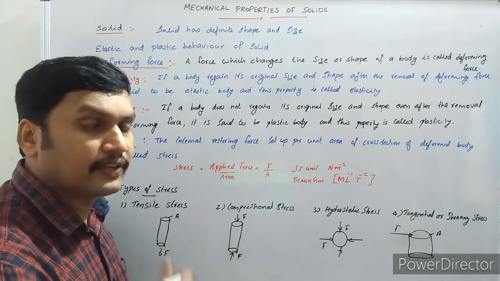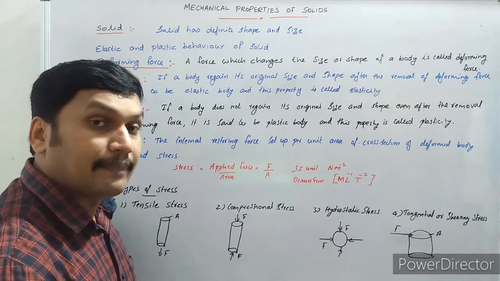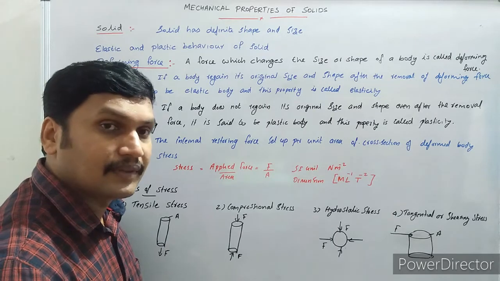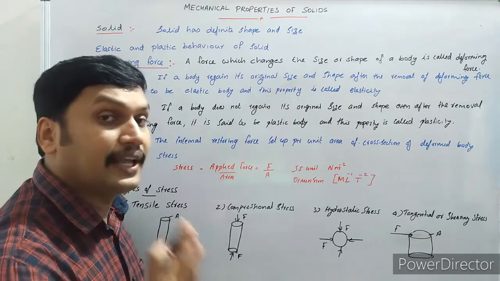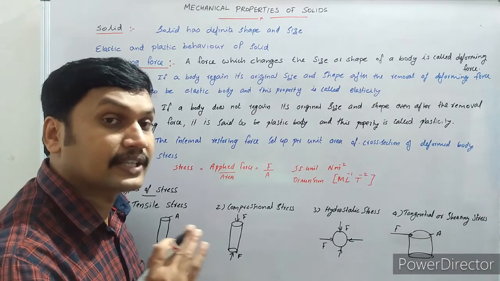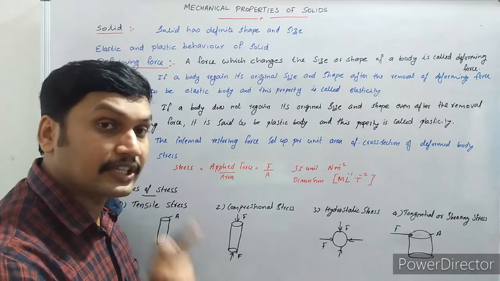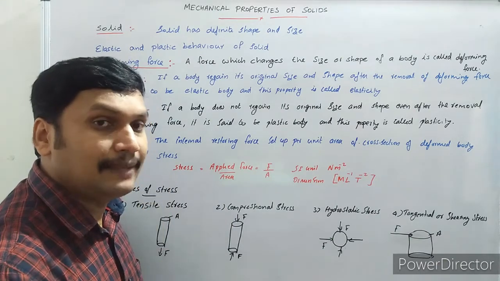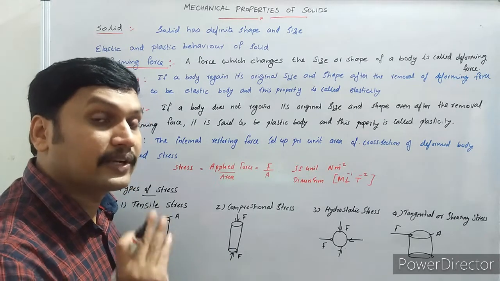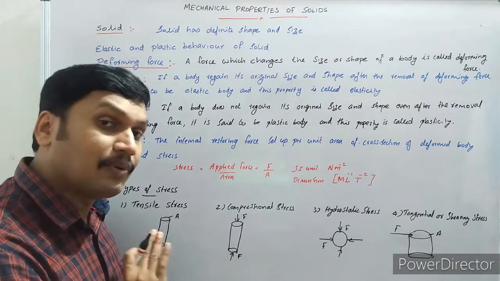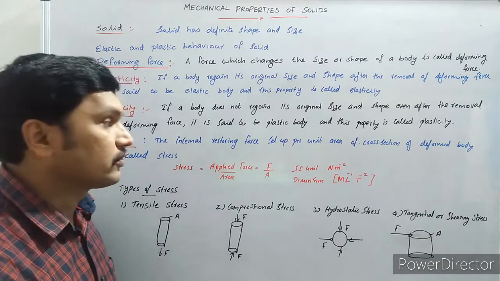Some solids show this phenomenon of plasticity. For example, paraffin wax and putty. They are perfectly plastic materials. It means that they never regain their original configuration, size and shape even after the removal of the deforming force. So such bodies are known as perfectly plastic bodies. For example, paraffin wax and putty are perfectly plastic bodies. They never regain the original configuration even after the removal of the deforming force.